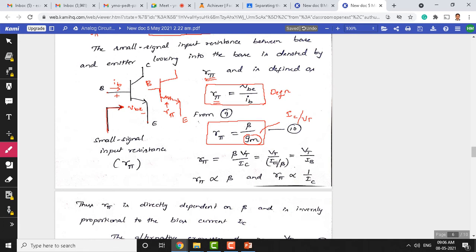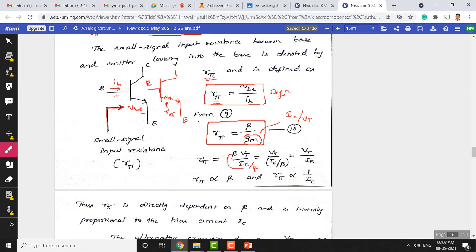Okay, so now we can see that this beta can be sent to the denominator. VT is retained here in the numerator. This IC, this beta comes back here, so this gets divided, which is shown here. Now we know that IC by beta is nothing but the base current here. So R pi is nothing but VT by IB.